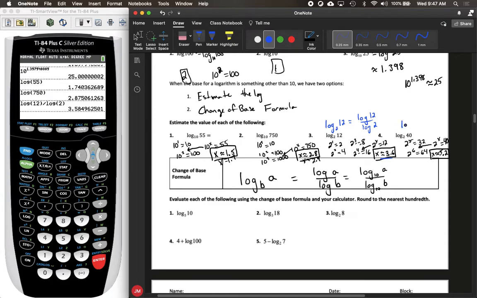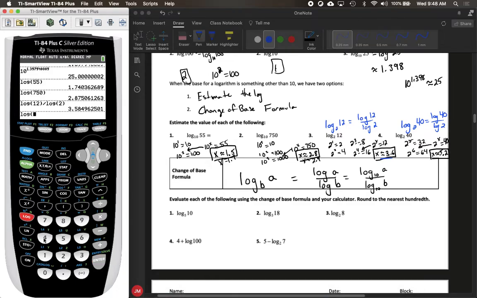We could do the same thing with number 4, log base 2 of 40. We could find it by taking log of 40 and dividing by log of 2. And so that would be typing in log of 40 divided by log of 2. And let's see how close that estimate was.